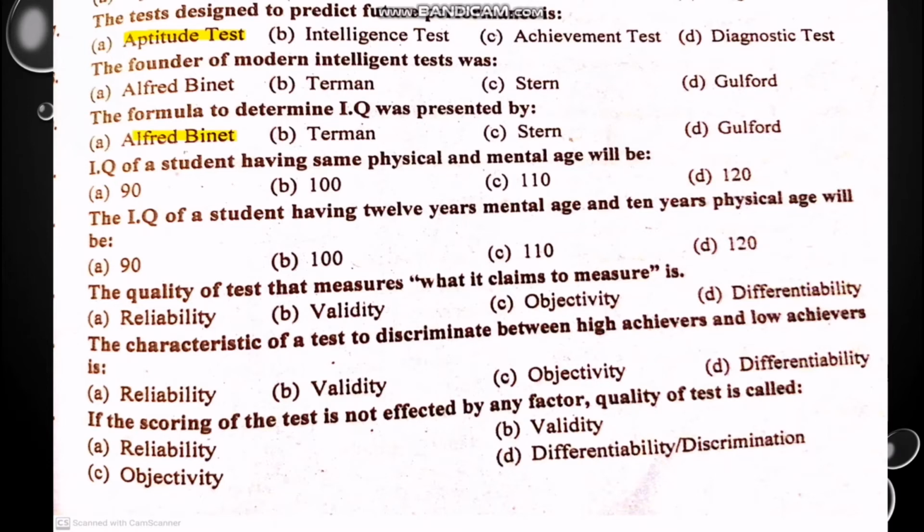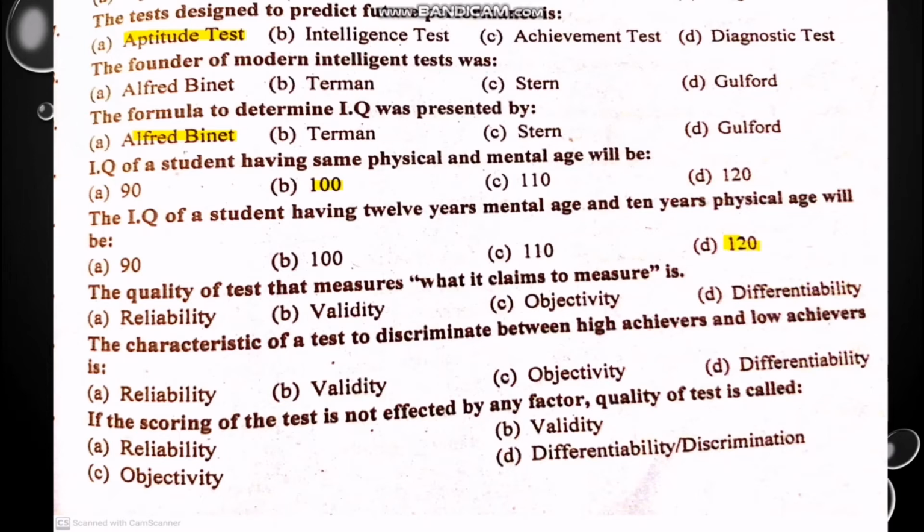IQ of a student having same physical and mental age will be 90, 100, 110, 120. So the right option is 100. IQ of a student having 12-year mental age and 10-year physical age will be 90, 100, 110 or 120. So the right option is 120.